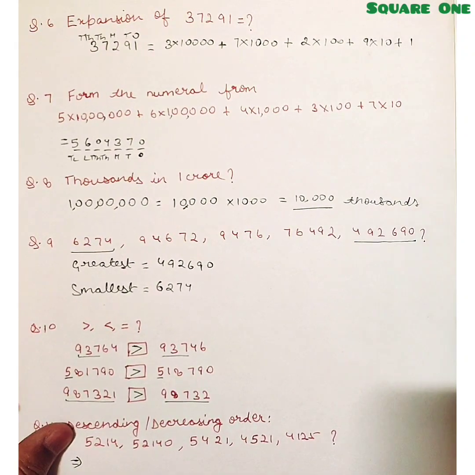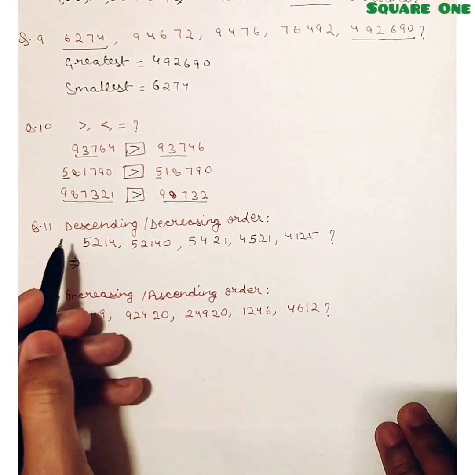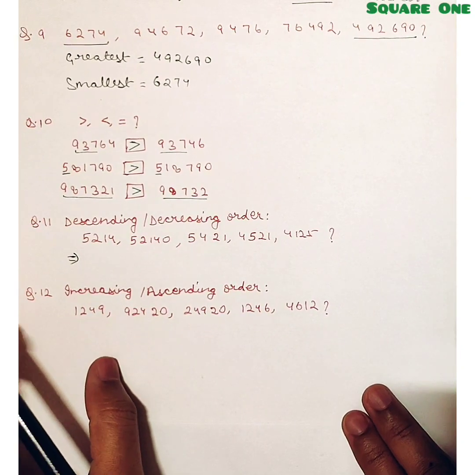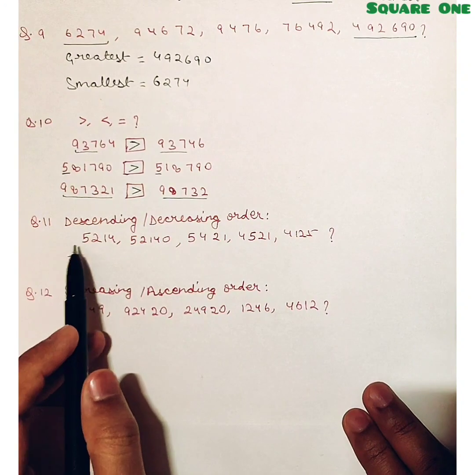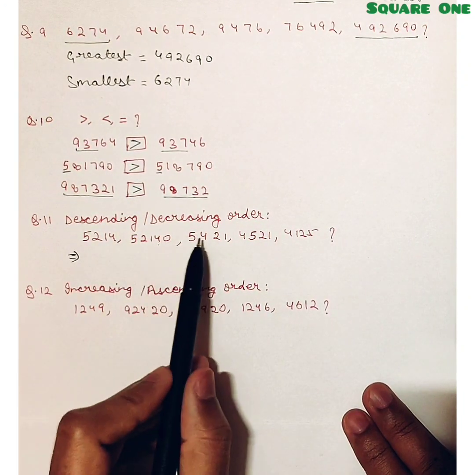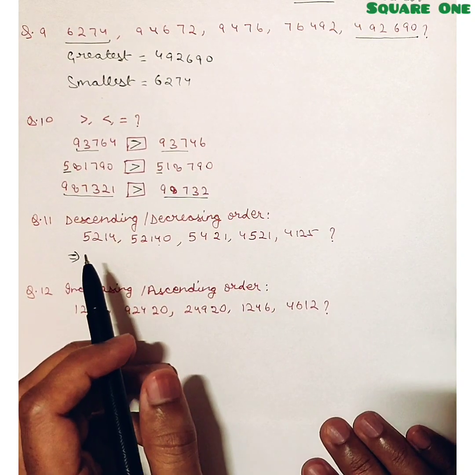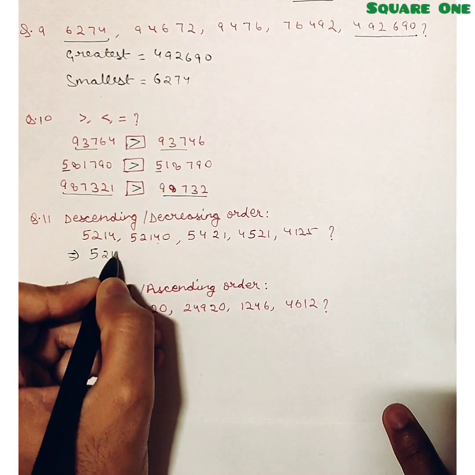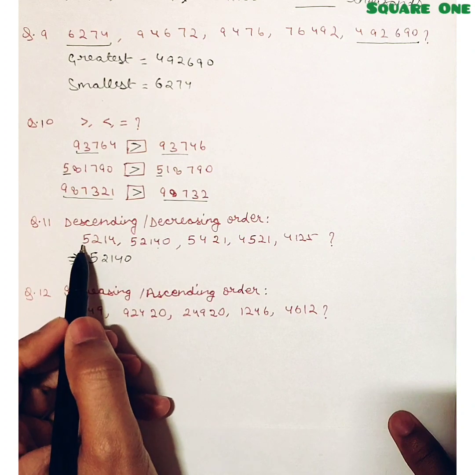And the next question that I gave you was to arrange these numbers in descending order, and the other question was about the ascending order. So first we see this question, arrange the numbers in descending order. 6214, this is a 4-digit number, this is a 5-digit number, again these are all 4-digit numbers. So the biggest number will contain 5 digits. It will be 52140.